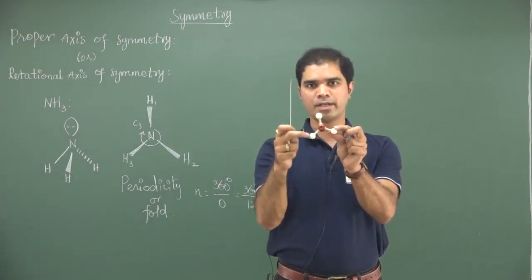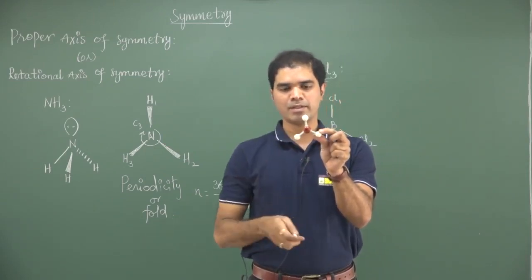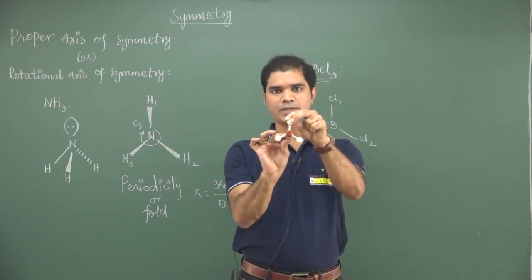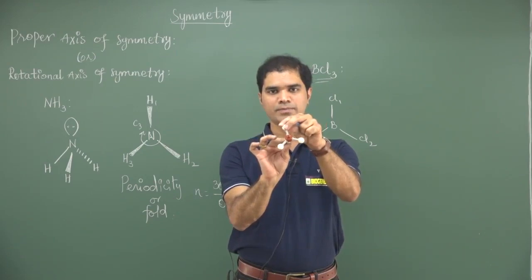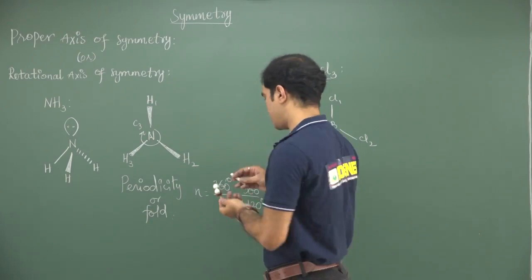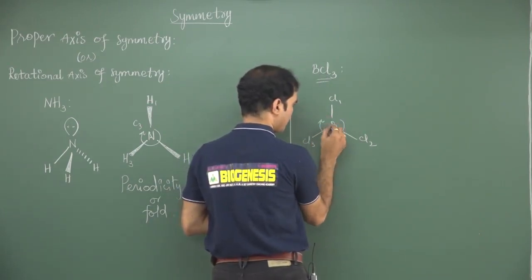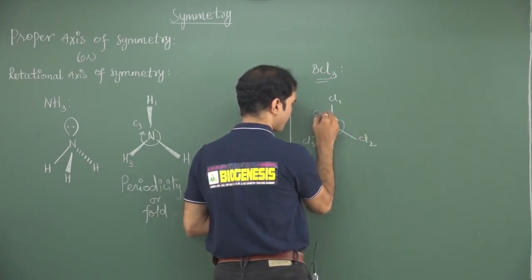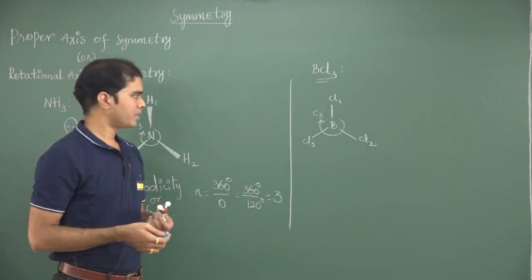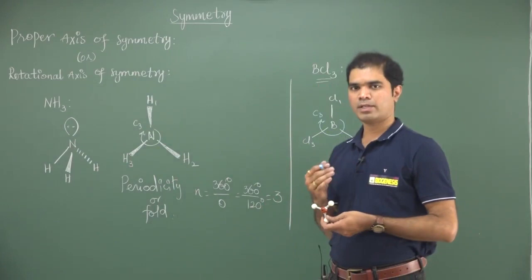There is again a triangular relation of identical atoms. Therefore, you can expect a C3. And when you try to rotate by 120 degree, that will give you an equivalent orientation or equivalent configuration. So we say that there is a C3 rotational axis in BCl3. That C3 is present and it is passing through the boron, and when you rotate by 120 degree, that will produce an equivalent orientation. Apart from C3, BCl3 also has other rotational axes.